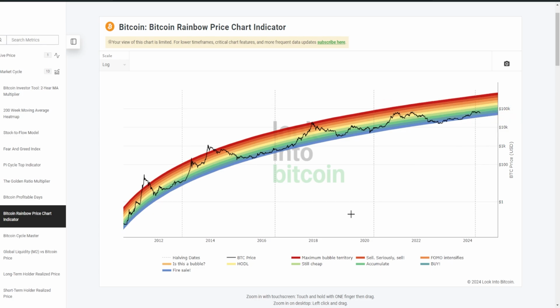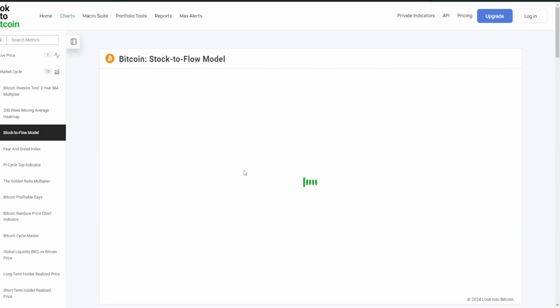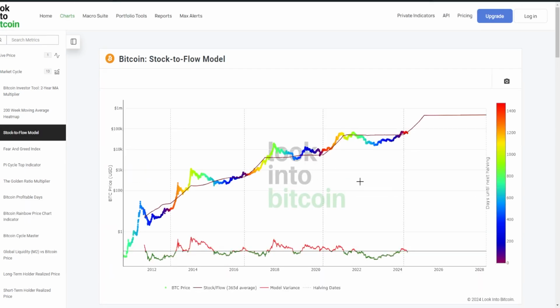And if we go to the stock-to-flow, literally same stuff. Goes into the orange, bull run. Goes into the orange, bull run. Goes into the red-orange, bull run. We're in the red, critical zone. Like, it's just bull run.